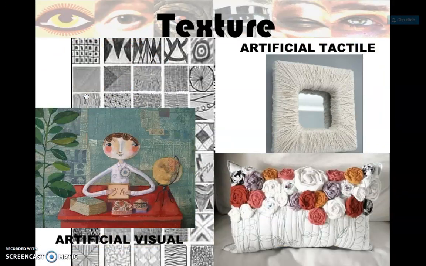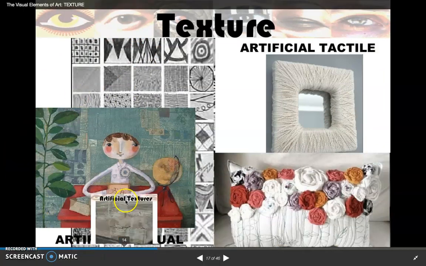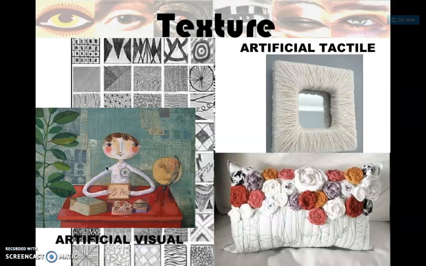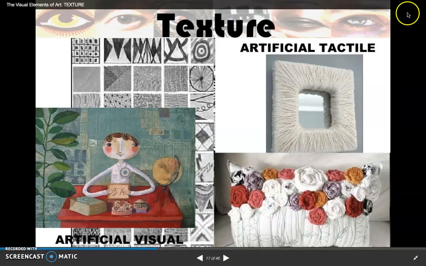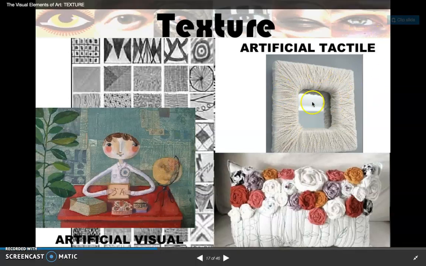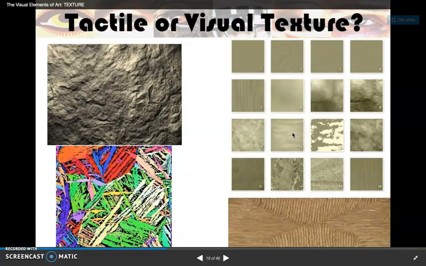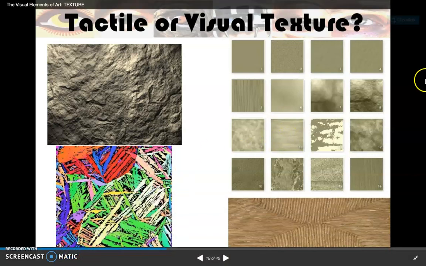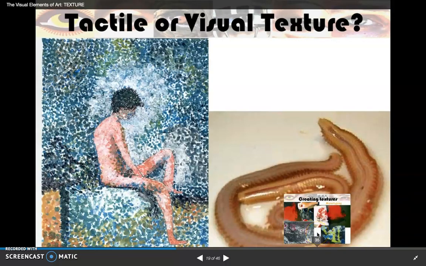Then there is artificial tactile and artificial visual. So this is artificial. I can't say that. Artificial. And it's visual. It's 2D. And then you have 3D that is still artificial. You can't find it in nature, but it's tactile. So you can touch it and it's not smooth. And then here you have tactile or visual. So visual, tactile, texture, textile. Forgive me.